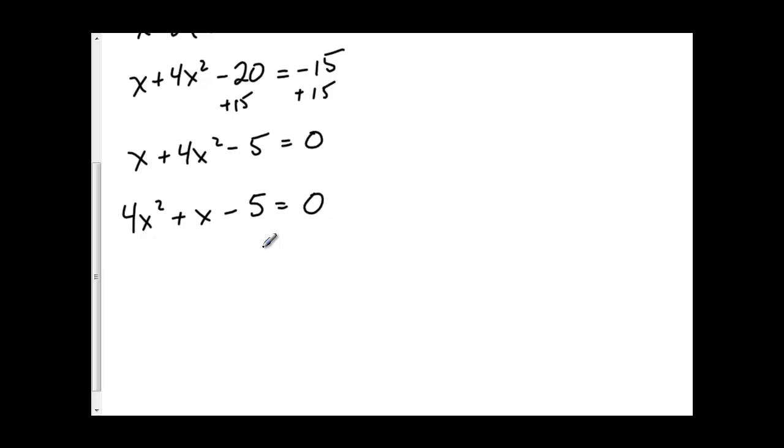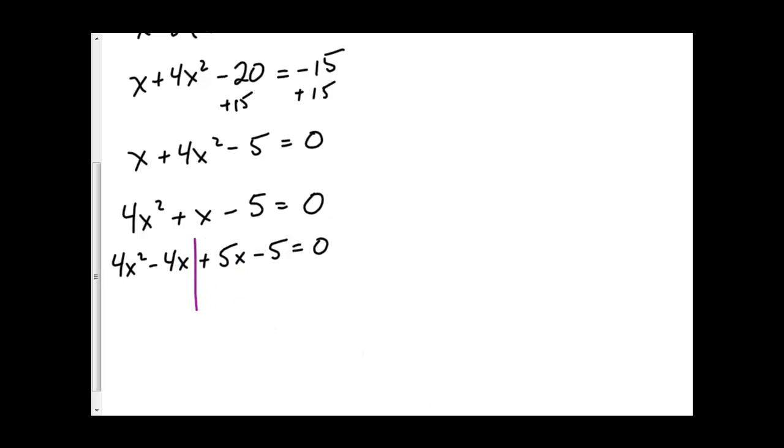Now I need to factor this. So I'm looking for two numbers that are going to multiply to give me negative 20, because 4 times negative 5 is negative 20, and add to positive 1. So my numbers are going to be negative 4, so I've got negative 4x, and positive 5, so I've got positive 5x. So I've taken this middle 1x here and I've split it into negative 4 and positive 5.